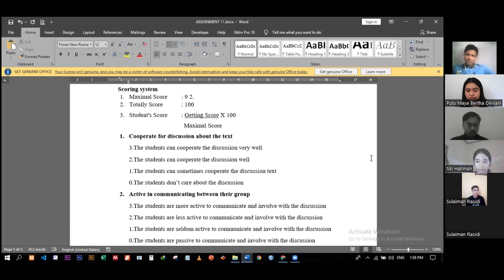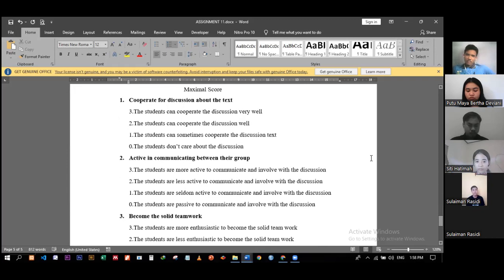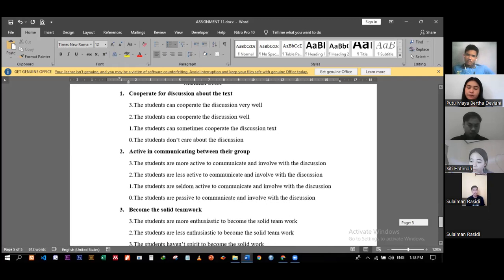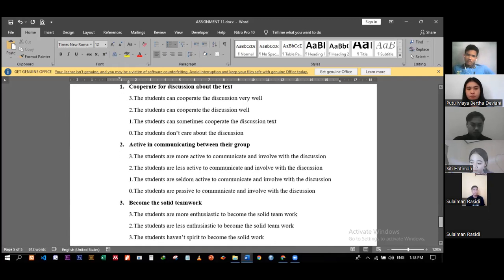And the next, about cooperating for discussion about the text. 3. The student can cooperate in discussion very well. 2. The student can cooperate in discussion well. 1. The student can sometimes cooperate in the discussion of the text. And then 0. The student doesn't care about the discussion.